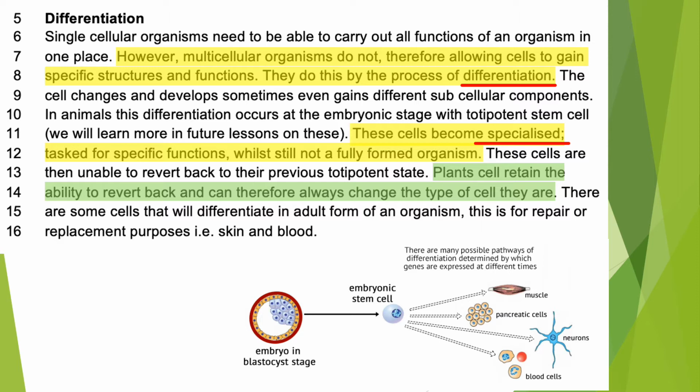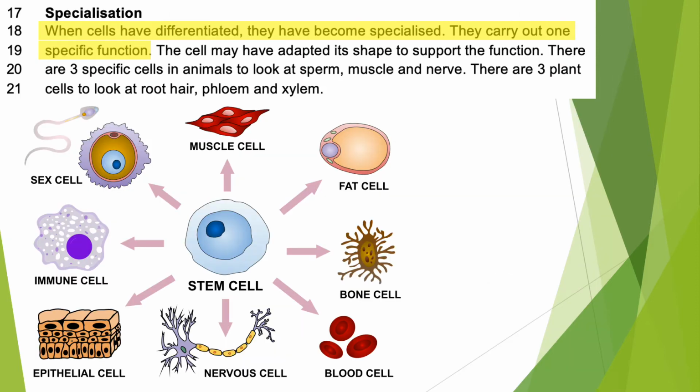All right. So let's start off at line 18 there. When cells have differentiated, they become specialized. So remember how I told you that differentiation and specialization essentially mean the same thing.